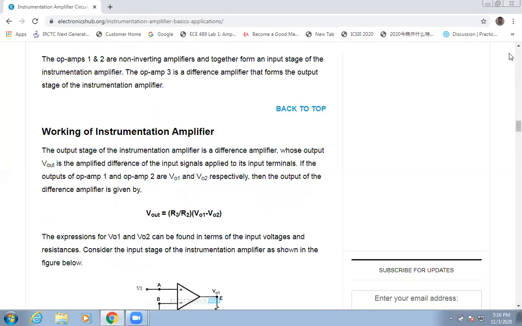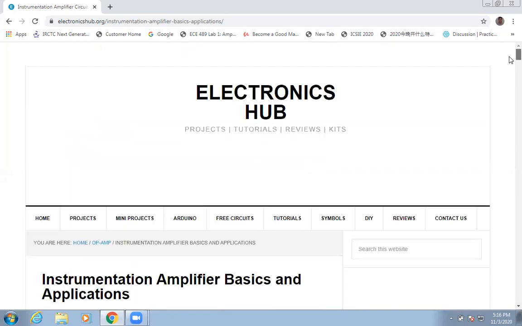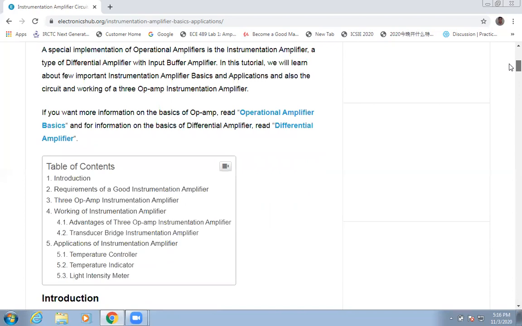Hence, in this lecture, we have discussed the instrumentation amplifier. In the next lecture, we will discuss another topic, or we can say another application of operational amplifier. Till then, thank you a lot.